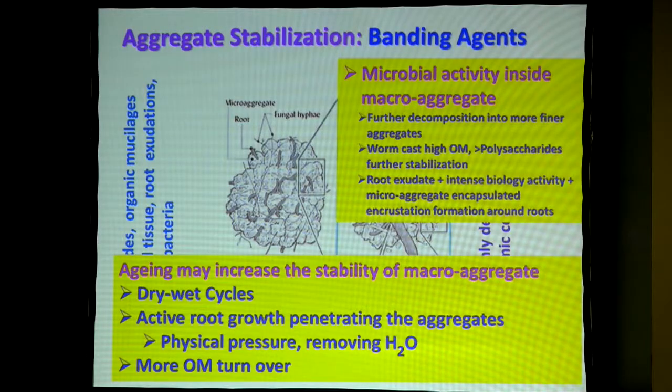So time, when you get old, you get stronger. Time will make those aggregates stronger with everything that is happening in there. Another thing that is important and has been taken into consideration is organic matter, and how it plays a big role. And you can see in here, it increases the stability of microaggregates.